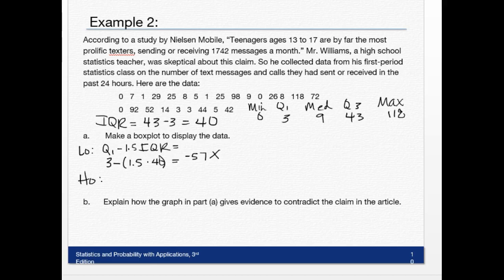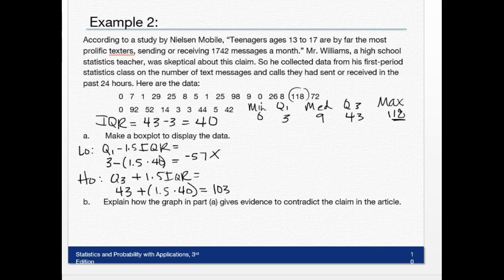High outliers. So I'm going to do Q3 plus 1.5 IQRs. Q3 was 43, plus 1.5 times 40. When I did that, 103 is my fence. So look, that 118 is an outlier. That's important to notice when I do my box plot.